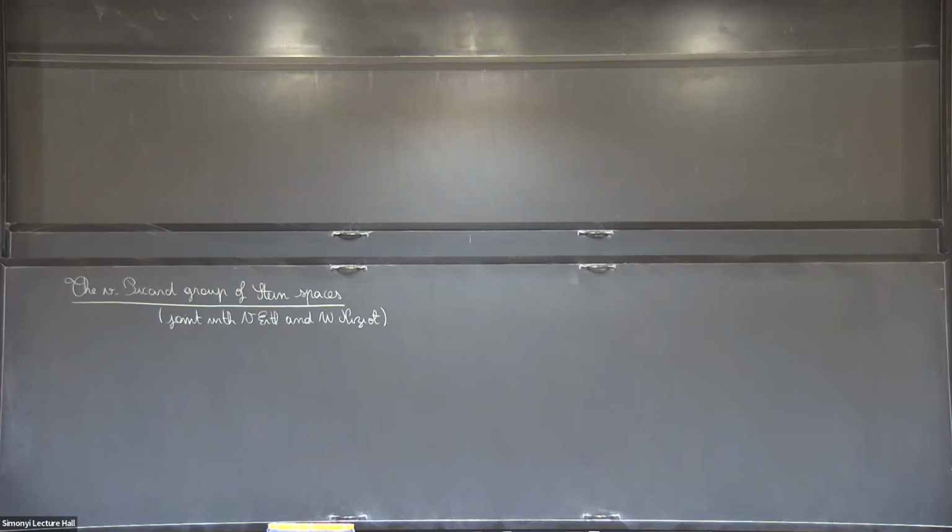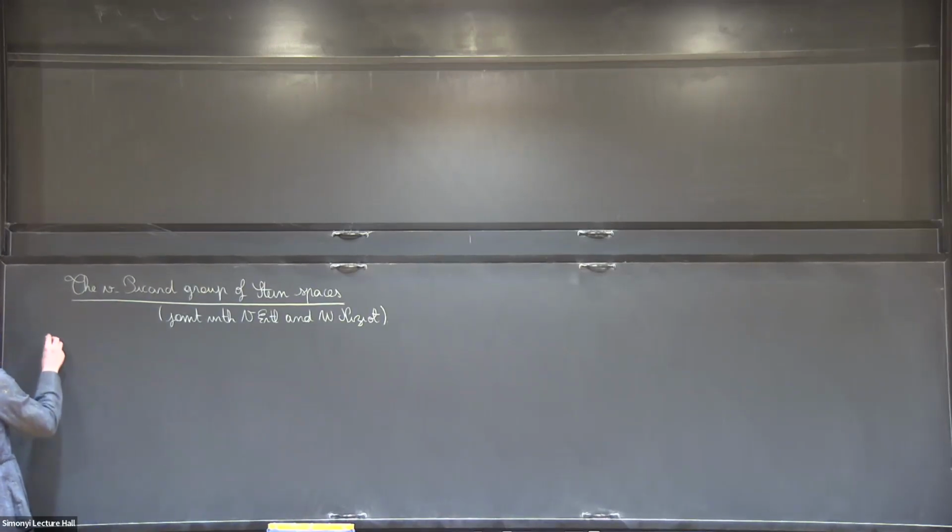Thank you, and thanks for the invitation to speak here. So I would like to explain a computation that we did with Ertl and Niziol. We were interested in the cokernel of the map going from the analytic Picard group to the v-Picard group for Stein spaces. But first, let me explain the setting.